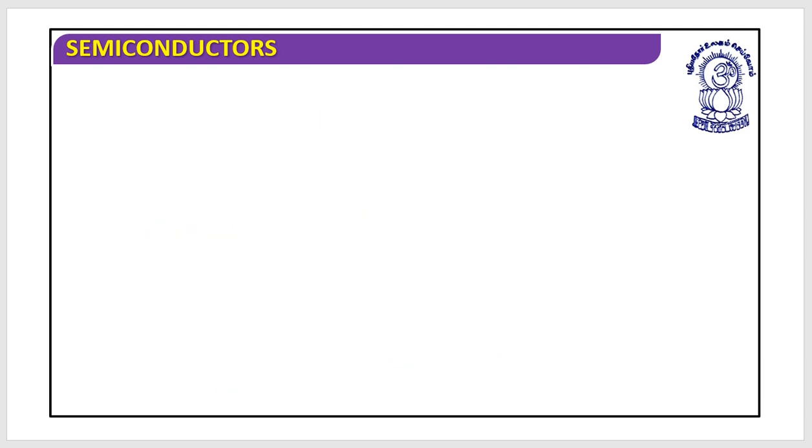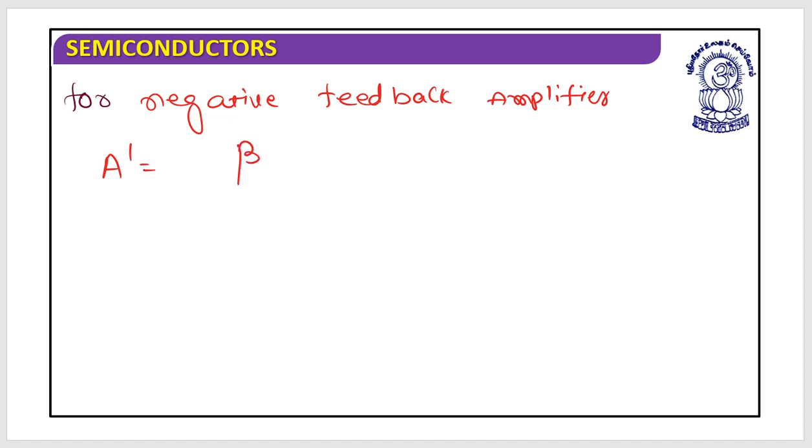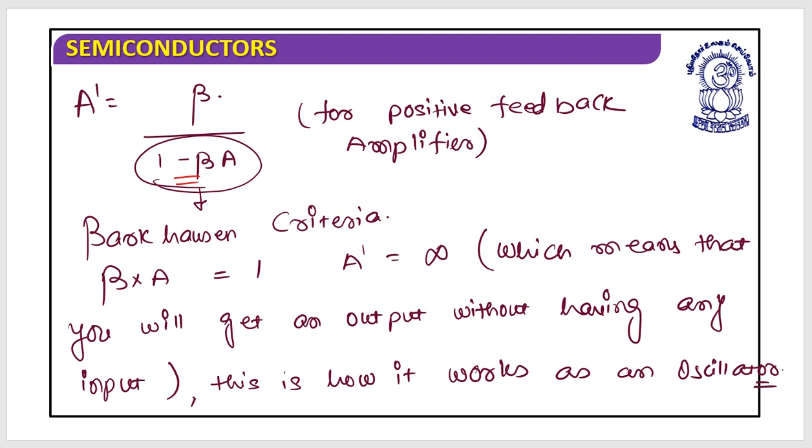Is it clear? Great. So for the positive feedback amplifier, for the negative feedback amplifier, I'm sorry, A dash equals beta times, it's 1 plus beta into A. Please note this. Have you noted this? This is for the negative feedback amplifier, and the initial one, A dash equals beta upon 1 minus beta into A, was for the positive feedback amplifier. I hope this is clear. Any doubts?